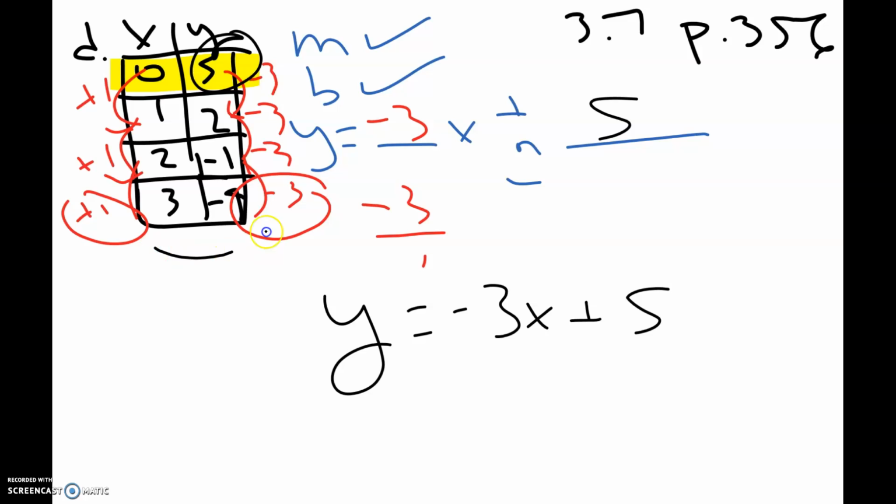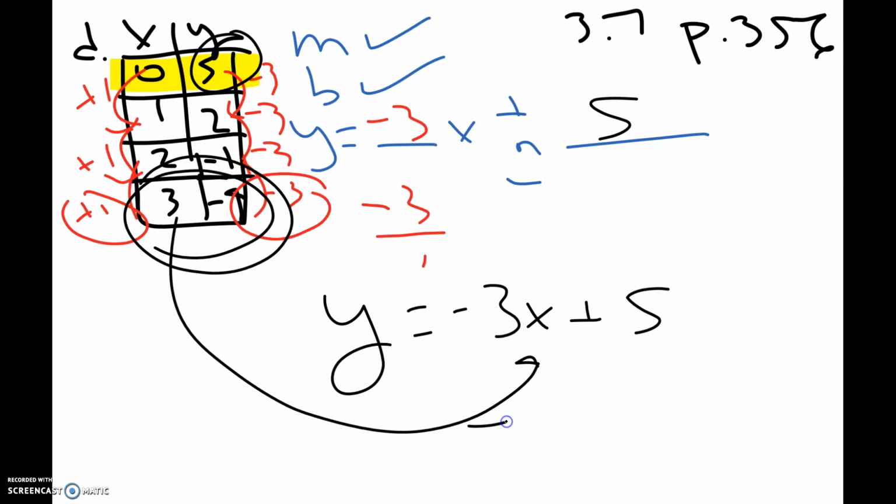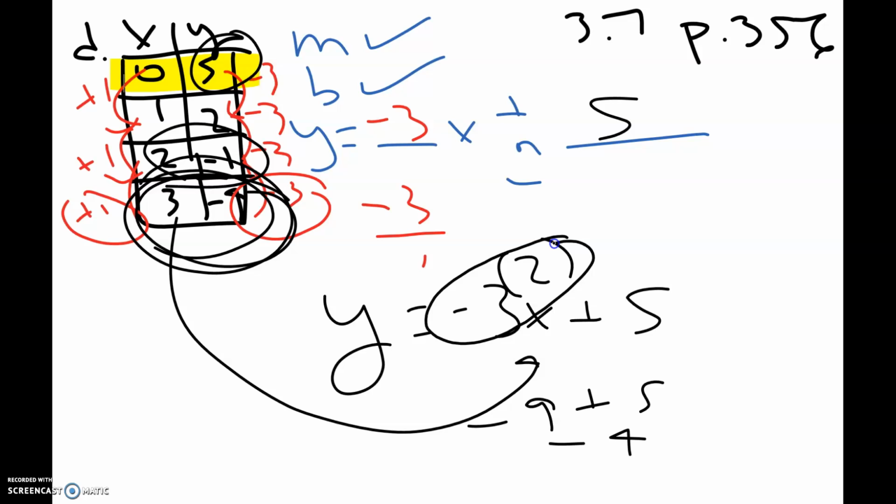Now, to make sure I'm right, it would be a good idea to sub in a few points. If I sub in 3, 3 times -3 is -9, plus 5. Does that give me an output of -4? Yes, so this point works. And I could sub in 2. So I could put a 2 in here. -6 plus 5 is -1, which is the correct output there. So you can check your answer to make sure it's right.